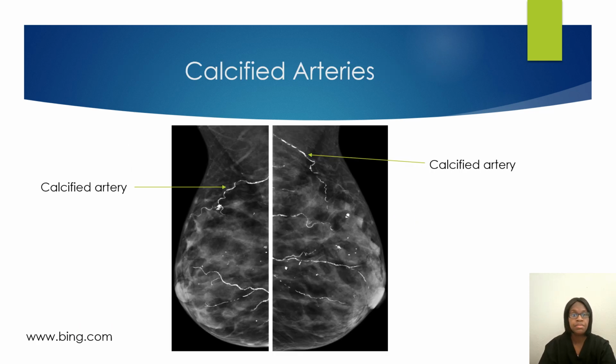And then this is an example of what I was talking about of the calcified artery. I have the green arrow pointing to it. So sometimes you may see this on the mammogram image. If you do, this is what it will look like.